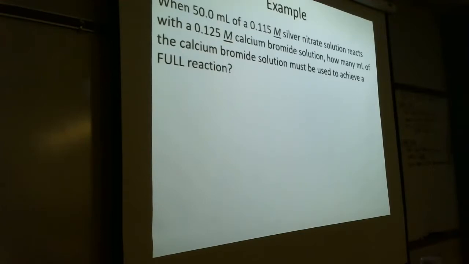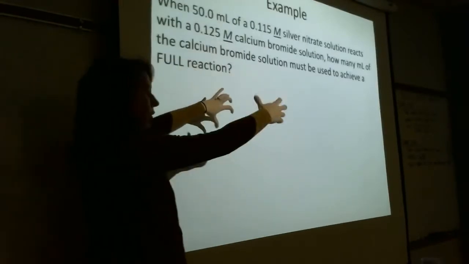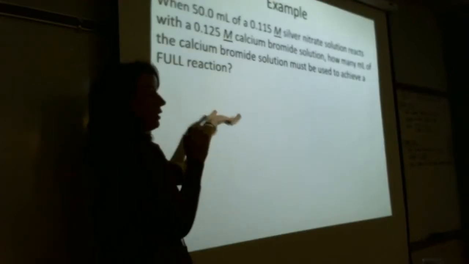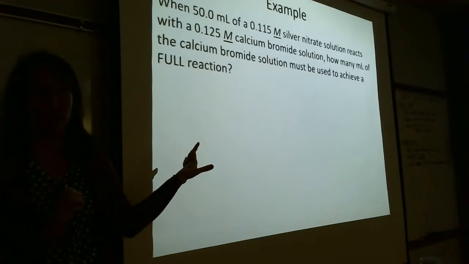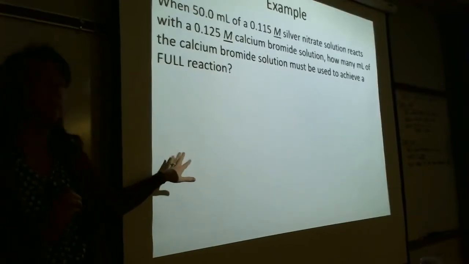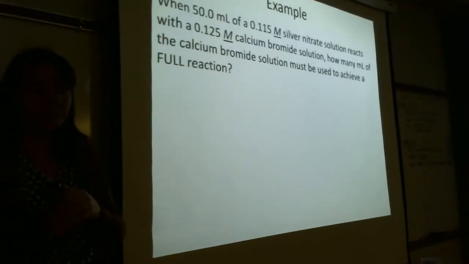So how much of the second solution do I need to use in order to completely use up solution number one? I'm mixing the two together, right? So I take solution number one and I dump it, solution number two and I dump it. How much of number two do I need to dump in order to completely consume solution number one? Does everyone understand what the problem is asking for? When I say to achieve a full reaction, that means to completely consume the other solution.